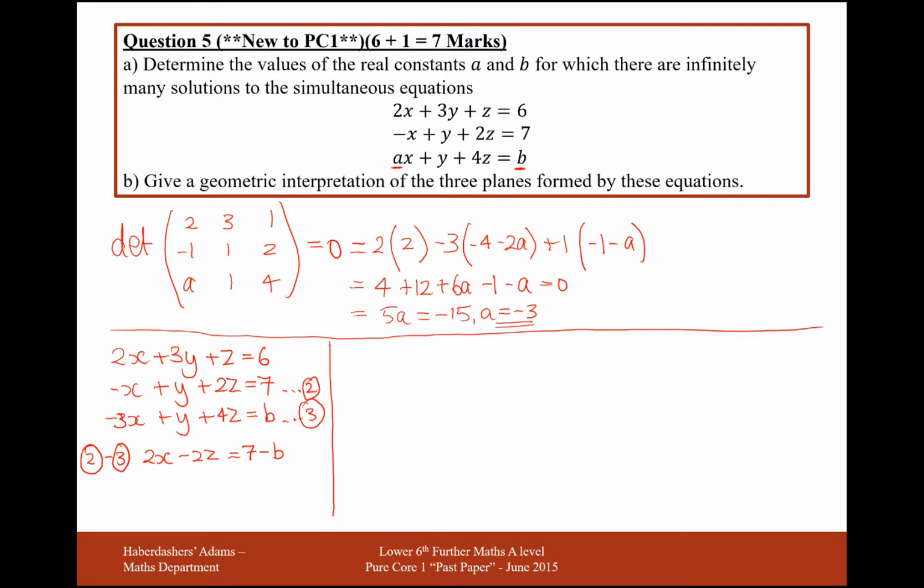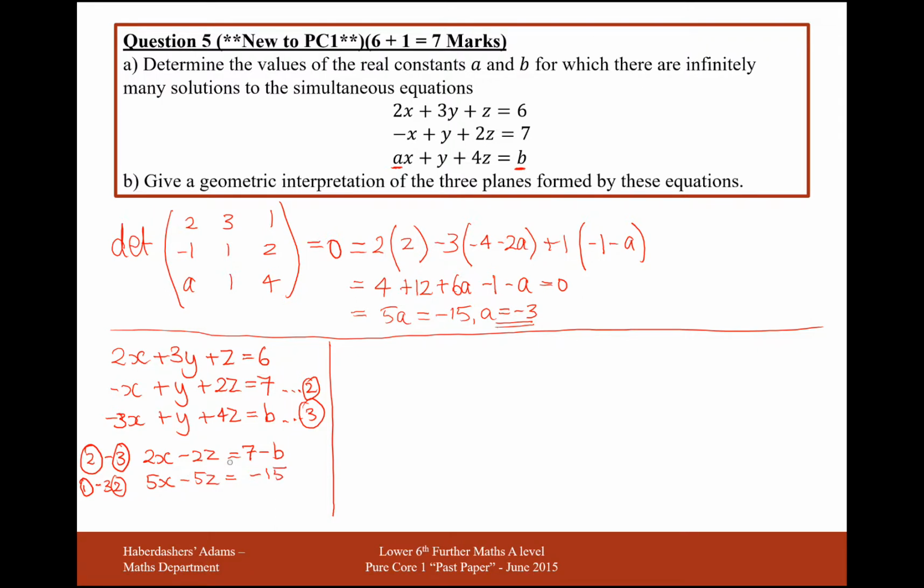The next way I can see to do this is to do equation 1 take away 3 lots of equation 2. That will eliminate the y variable again. So 2x take away minus 3x, that will give me a 5x. 3y take away 3y, that will give me a 0y, excellent. 3z take away 6z, that will give me a minus 5z. And 6 take away 21, that will give me a minus 15.